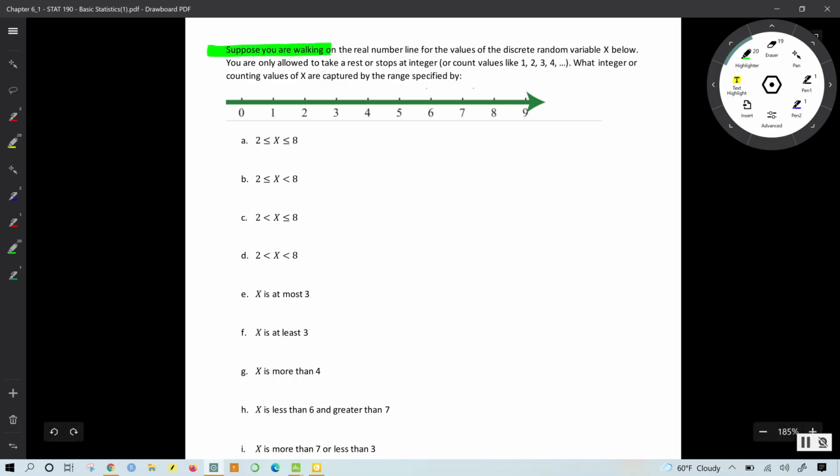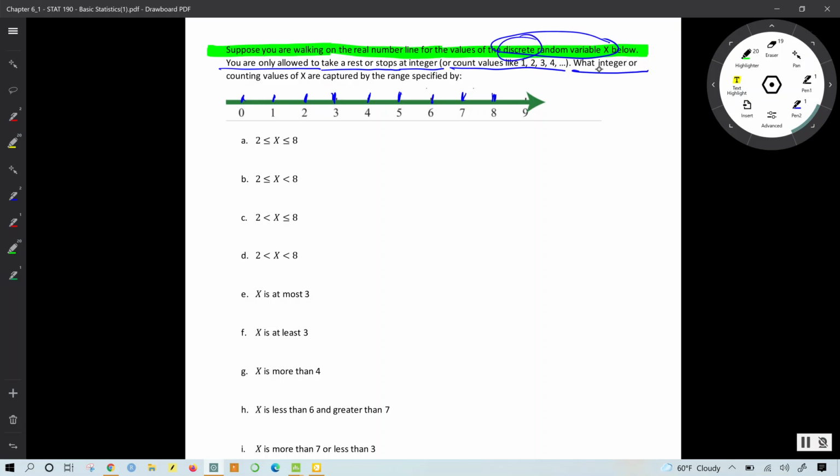In this illustration, let's say that you're working on a real number line and for the values of a discrete random variable x. Remember, at the beginning, when we learned about discrete random variables, they can only have values that are integer or whole number values, 0, 1, 2, 3, and so on. Now, the question before us is, you are only allowed to take a rest or stops at integer or count values, of course, since we are dealing with a discrete random variable. In particular, what integer or counting values of x are captured by the range specified by this inequality?